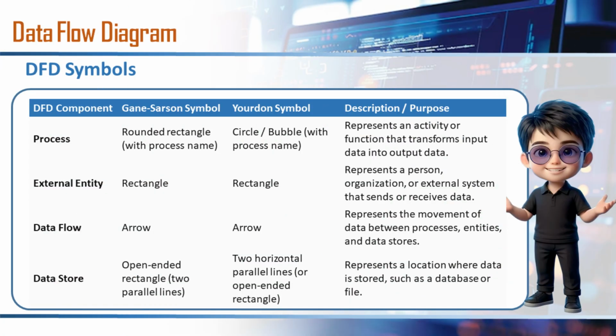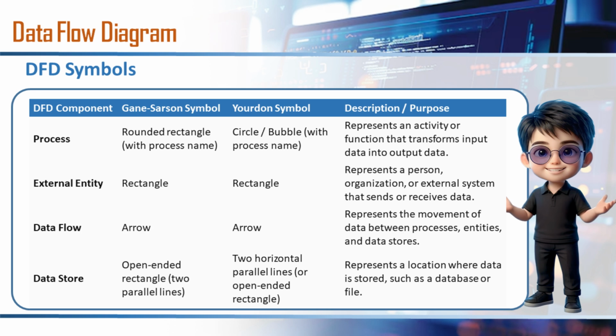Let us identify the components of a data flow diagram, DFD. A DFD has four main components: process, external entity, data flow, and data store. These components may be represented differently depending on the notation used, such as Gane-Sarson or Yourdon. Process. In Gane-Sarson notation, a process is represented by a rounded rectangle, while in Yourdon notation, it is represented by a circle or bubble. A process represents an activity or function that transforms input data into output data.